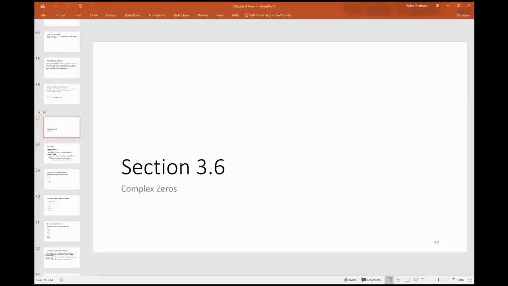Hello, this is a lecture for section 3.6, complex zeros. Let's start by taking a minute to review what we've talked about so far regarding the zeros of a function. We've been primarily focusing on the real zeros of a function. And recall that real zeros of a function occur where that function intersects the horizontal axis, right?